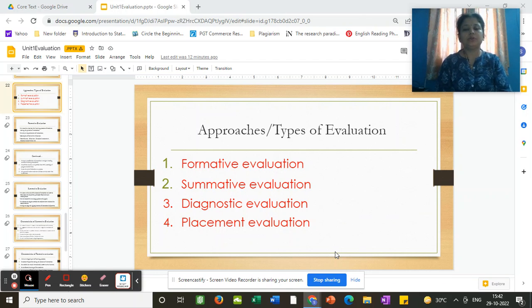So, students, today we are going to discuss our second topic, that is approaches of evaluation. We have four approaches to evaluation. The first one is formative evaluation, summative evaluation, diagnostic evaluation, and placement evaluation. First, we'll discuss formative evaluation. What is formative evaluation?